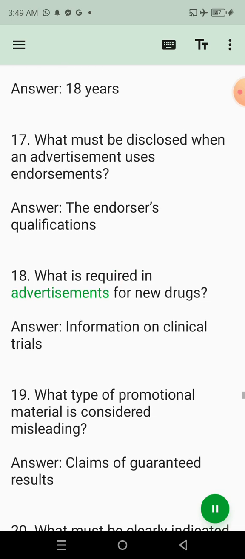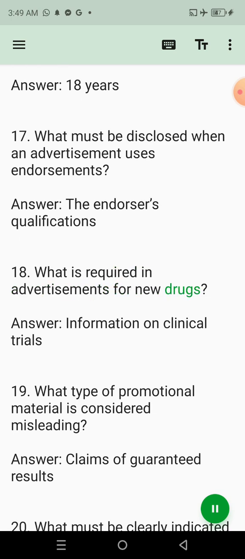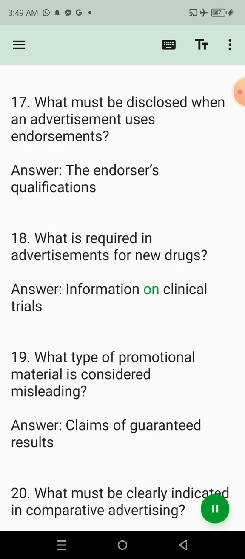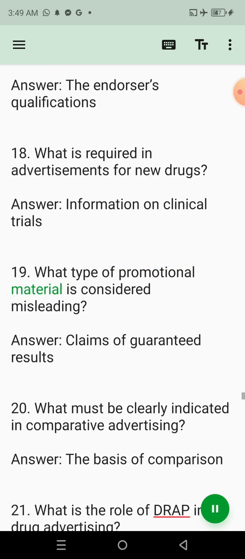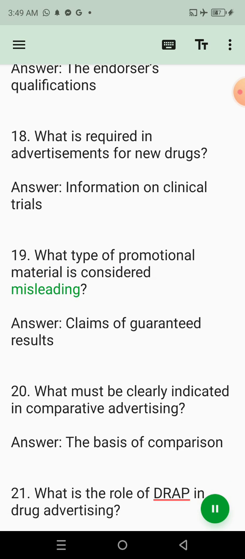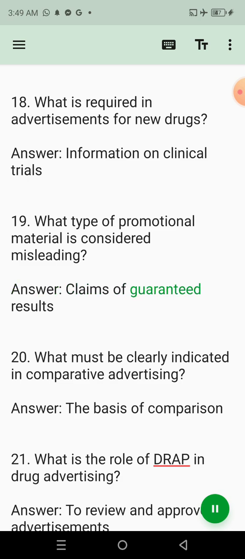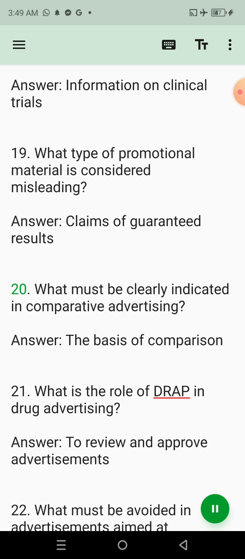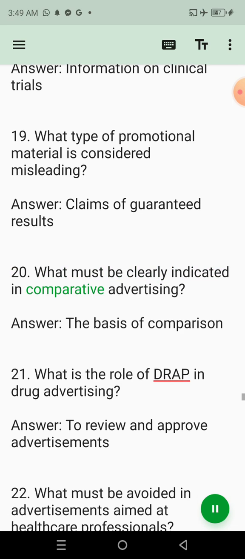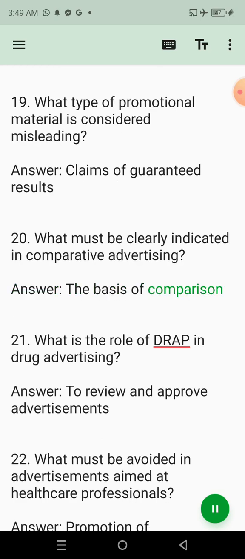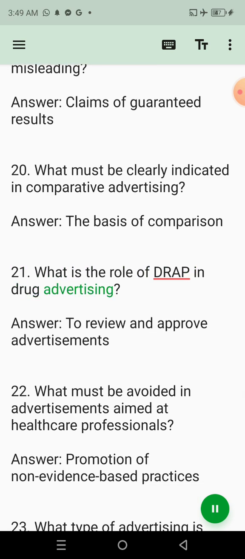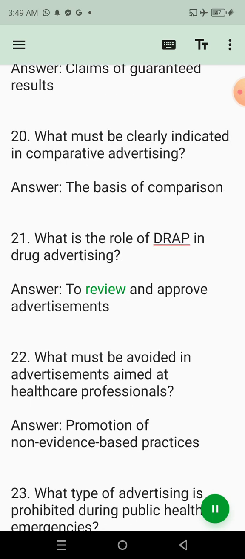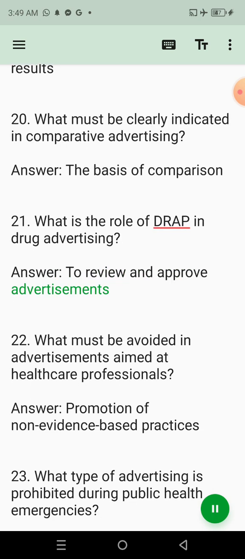18. What is required in advertisements for new drugs? Answer. Information on clinical trials. 19. What type of promotional material is considered misleading? Answer. Claims of guaranteed results. 20. What must be clearly indicated in comparative advertising? Answer. The basis of comparison. 21. What is the role of DRAP in drug advertising? Answer. To review and approve advertisements.